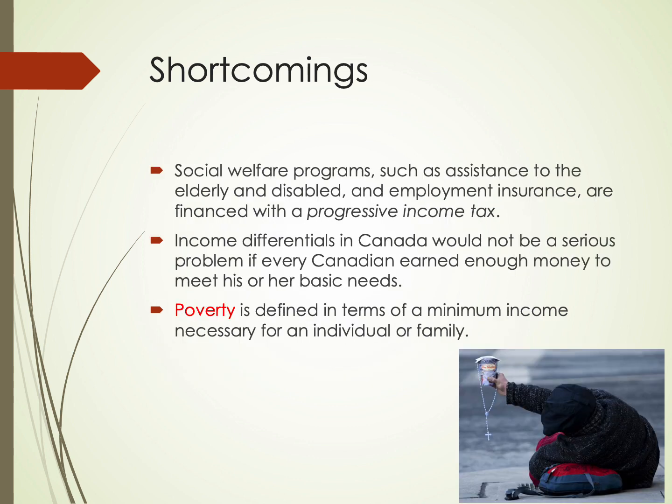These are the shortcomings. So other things, again, for poverty, defined in terms of a minimum income necessary for an individual or family. But what is the minimum income necessary for people to have a decent life? This can also be a research question. You can do research by looking into what is the average salary needed in Ontario in order not to be under the threshold of poverty, based on the definition.